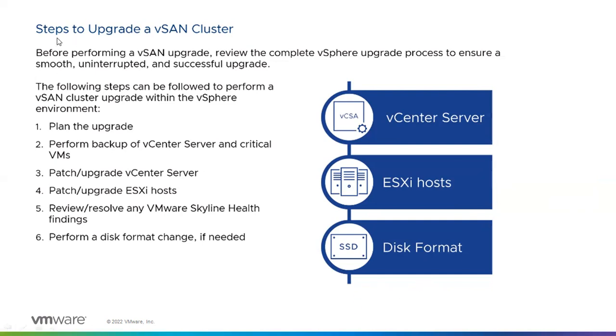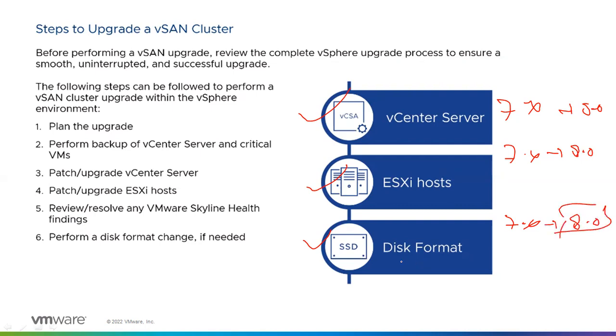For upgrading any vSAN cluster, the right sequence is the native sequence that you will follow. First, you will upgrade your vCenter, then ESXi, and then the disk format. The disk format you'll find under disk settings. For example, today you are on 7.x and you are planning for 8. Upgrade to 8.0, then within Skyline Health you will get a prompt automatically to upgrade the disk format.